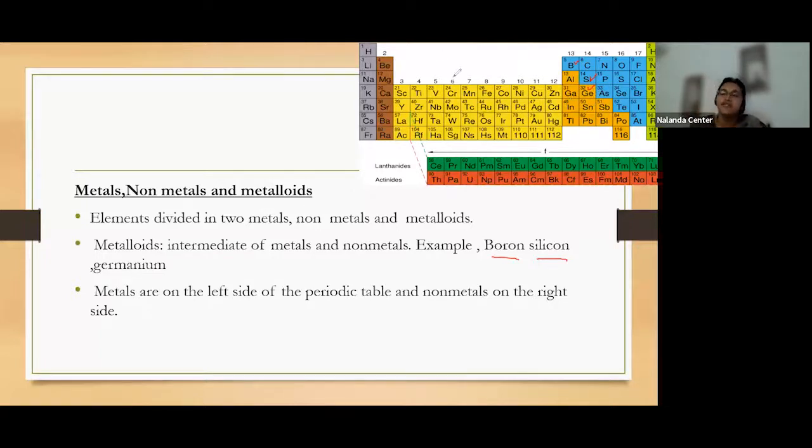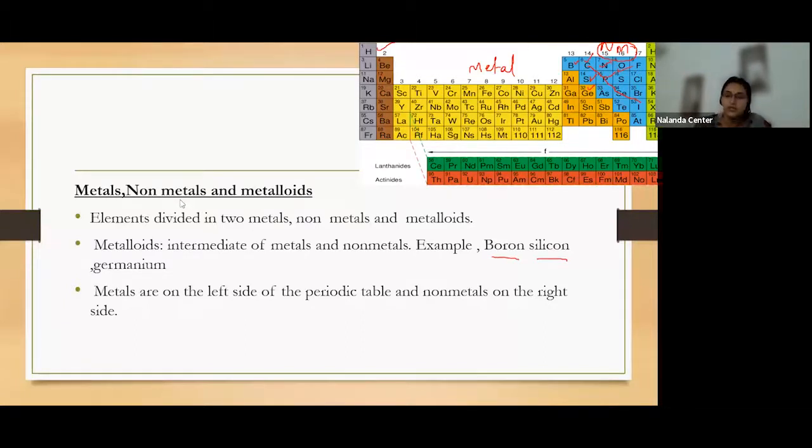The left side of the periodic table is generally occupied by metals. On the right side, carbon, nitrogen, oxygen, chlorine, phosphorus, all these are non-metals. Even though the number of non-metals is extremely small, non-metals are very important for living organisms because of carbon, hydrogen, oxygen, and nitrogen. In any case, metals are on the left-hand side, and non-metals on the right-hand side of the modern periodic table.